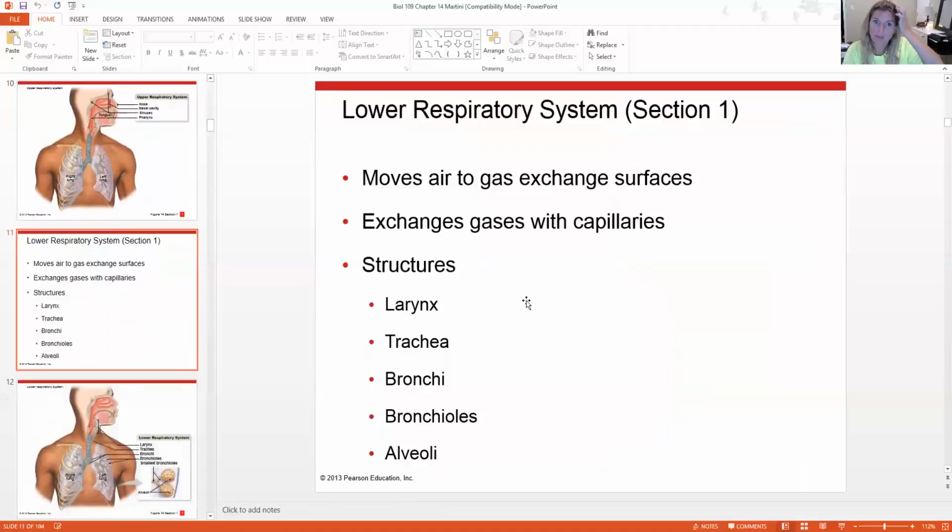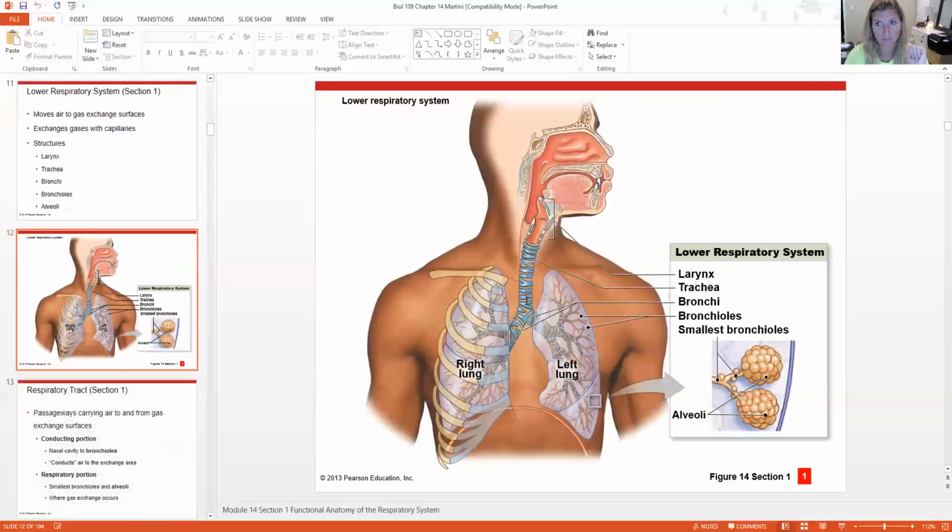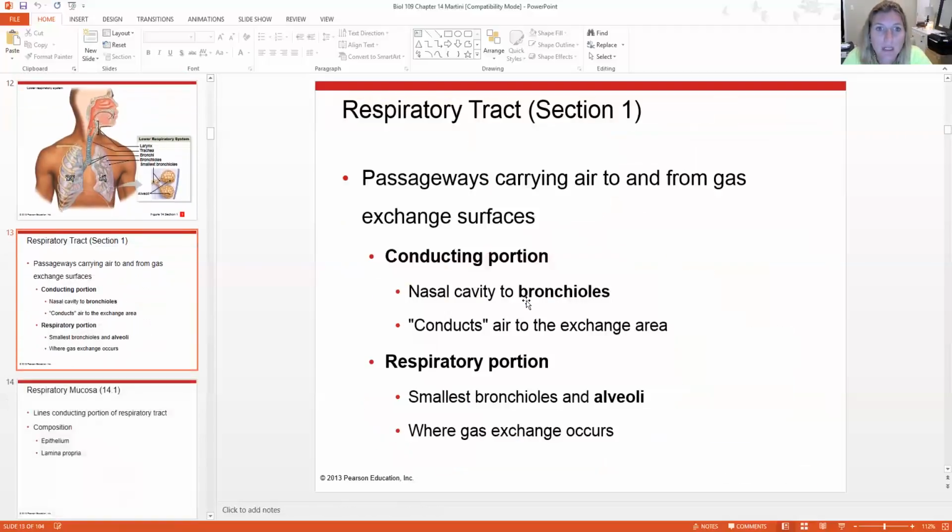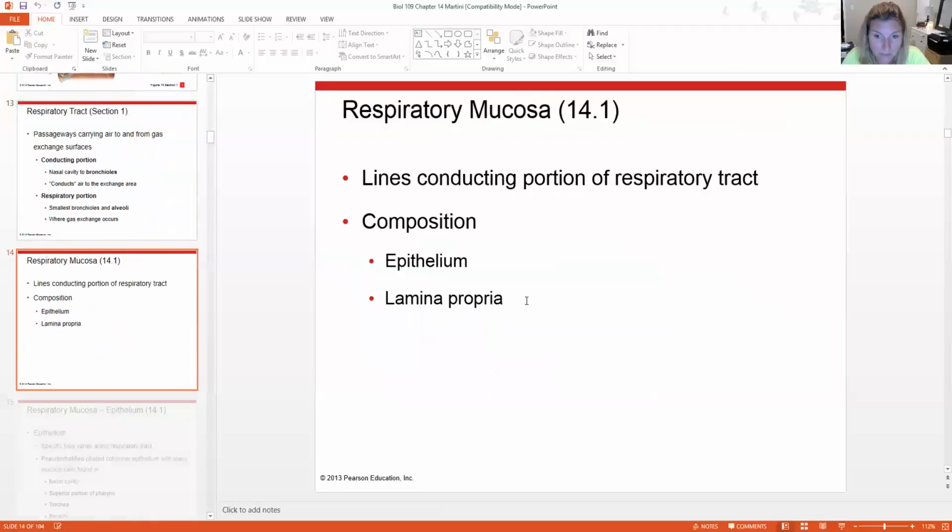Lower respiratory system exchanges the gases with the capillary, moves the air to the exchange surfaces. Here we're looking at the larynx, the trachea, the bronchi, the bronchioles, and the alveoli. And there they are. So in our respiratory tract, there are special passageways conducting air to and from the gas exchange surfaces. There's a conducting portion which just conducts the air into the exchange area. The respiratory portion is where gas exchange occurs.